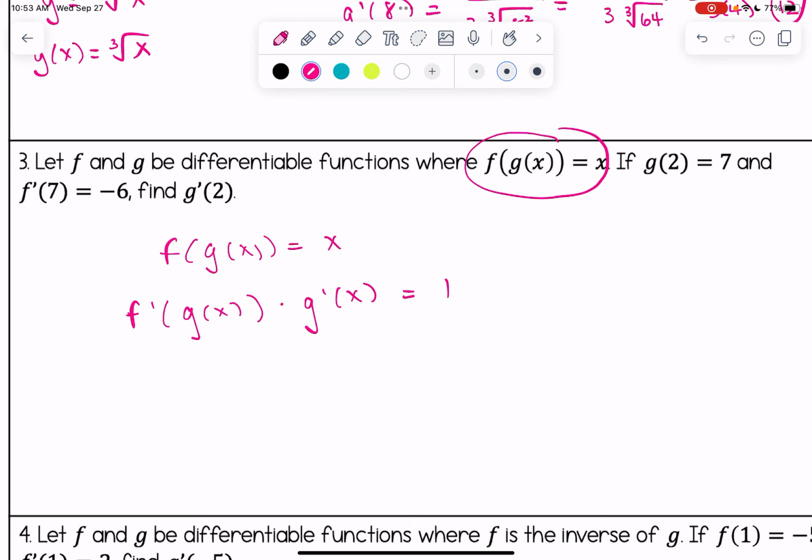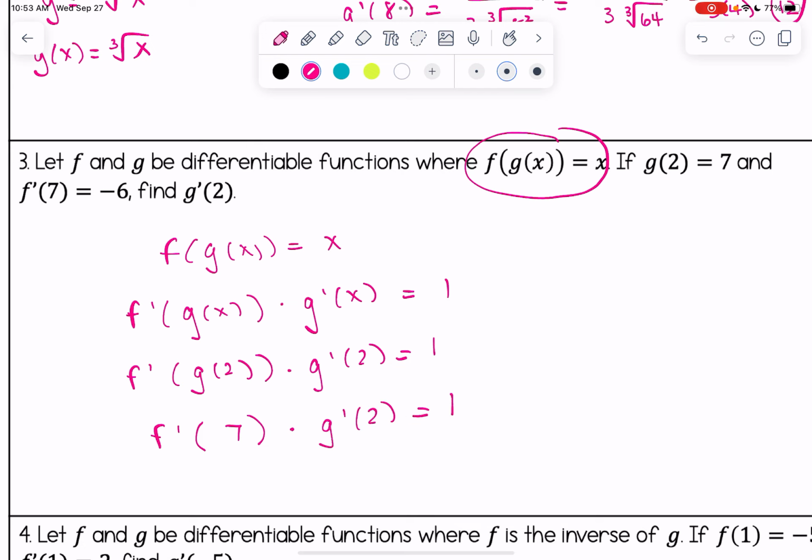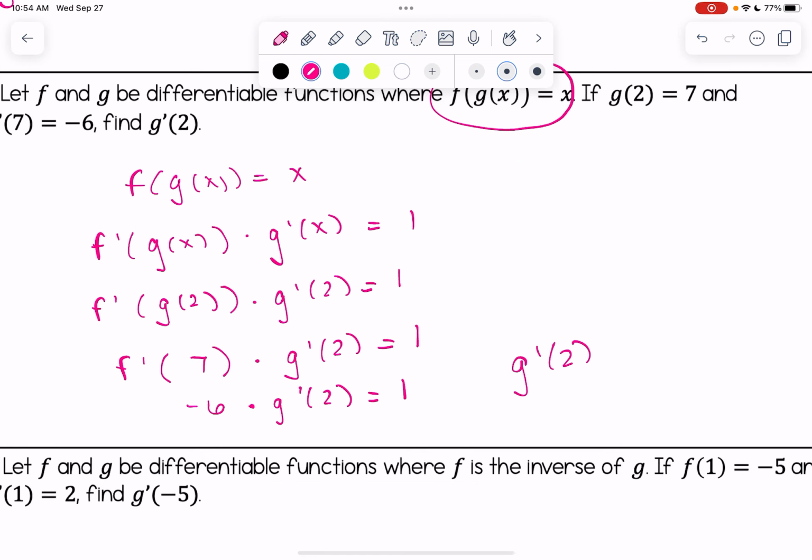Now we want to evaluate what's happening at 2, f prime of g of 2 times g prime of 2 equals 1. So g of 2 is 7. g prime of 2 is what we're looking for, equals 1. f prime of 7 is -6 times g prime of 2 equals 1. And if I solve for g prime of 2, I get -1/6 as my answer.